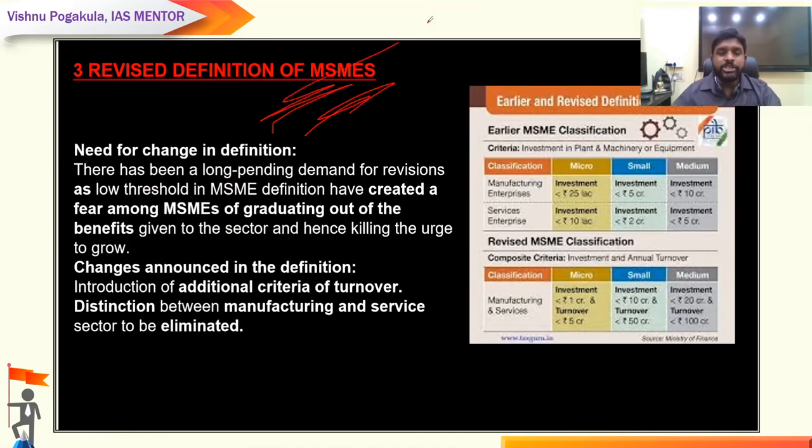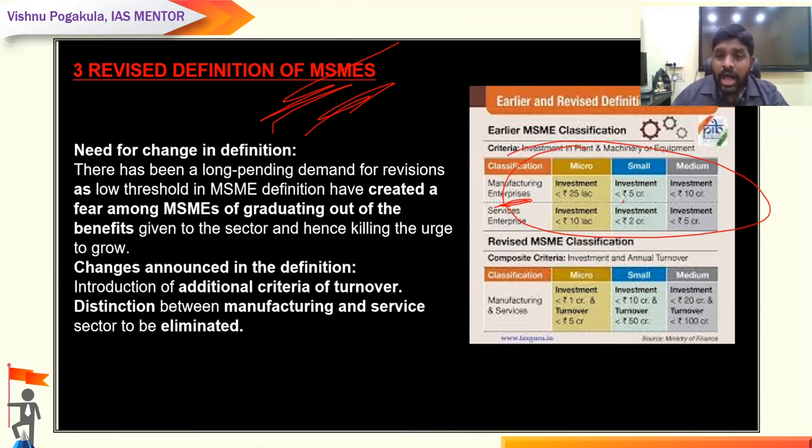So revise the definition of MSME, very important. Revise the definition of MSME. Earlier, there was a separate classification for the manufacturing sector and a separate classification for the service sector. But now, under the revised definition of MSME, there is no different classification for the manufacturing sector and the service sector. So earlier, for manufacturing, if it is micro, up to 25 lakhs, and if it is service, up to 10 lakhs.